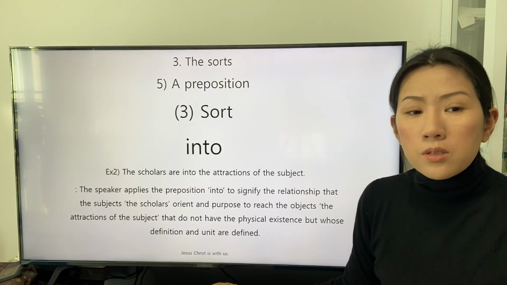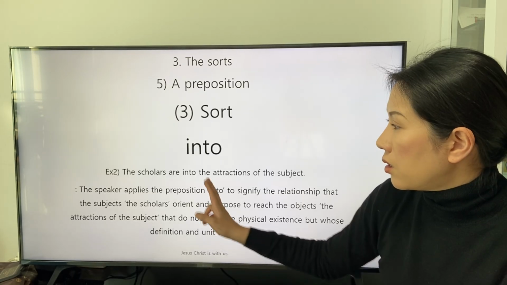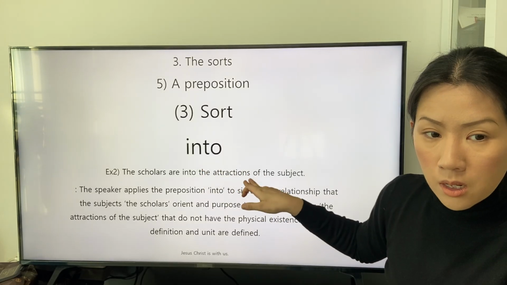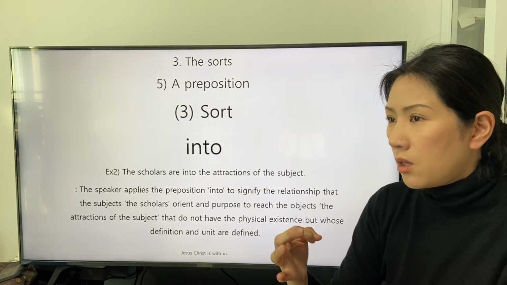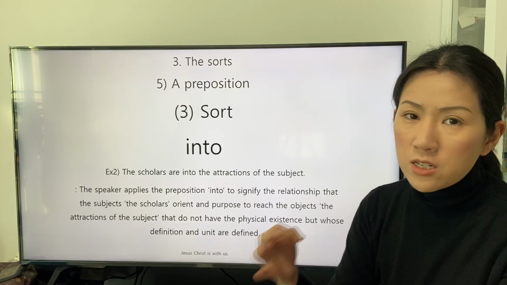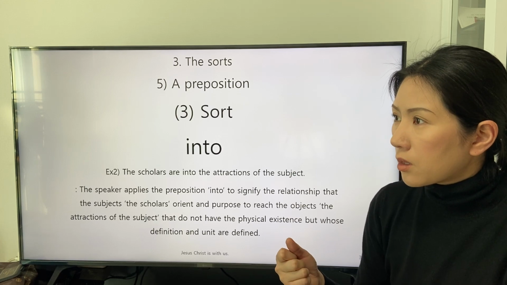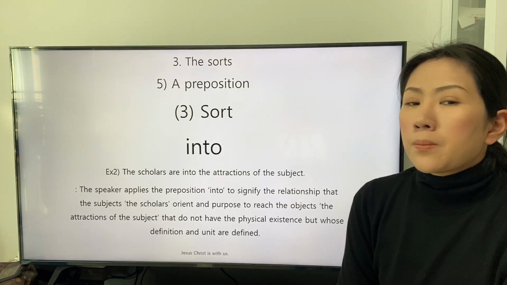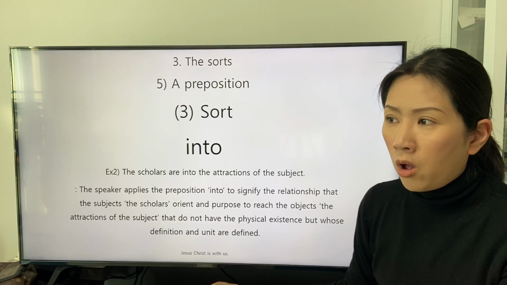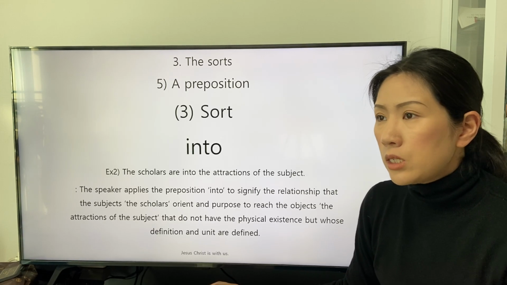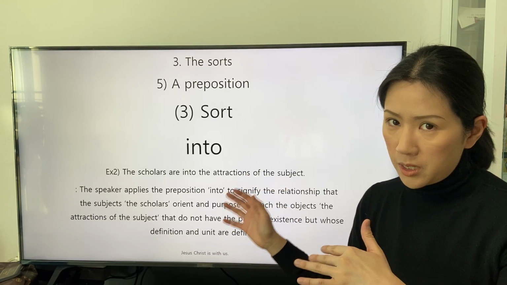There is the second clause: The scholars are into the attractions of the subject. In this clause, the preposition into is applied in a metaphysical way. When we immerse into a subject, we can say that we are into the subject.